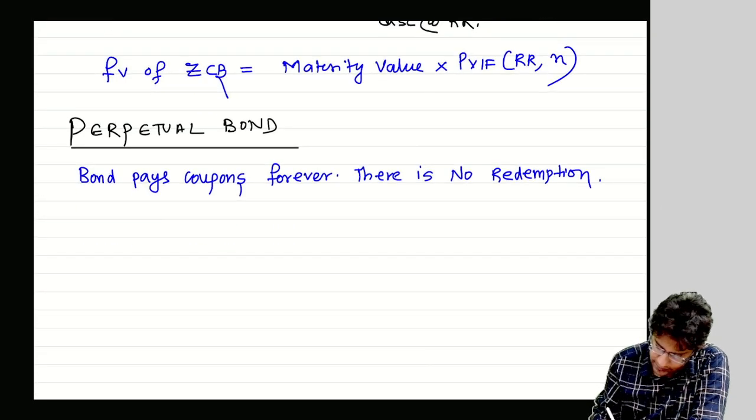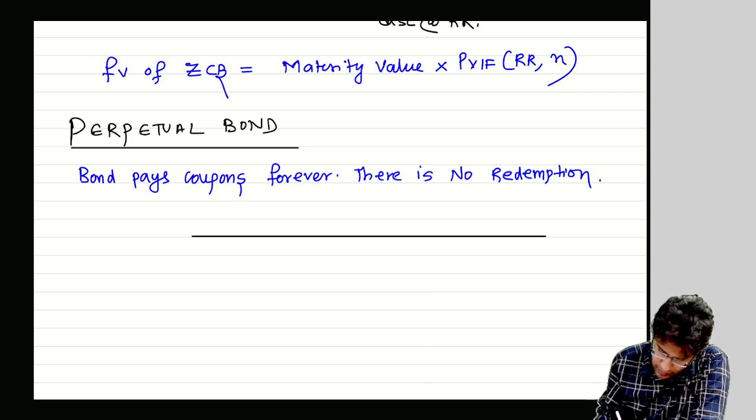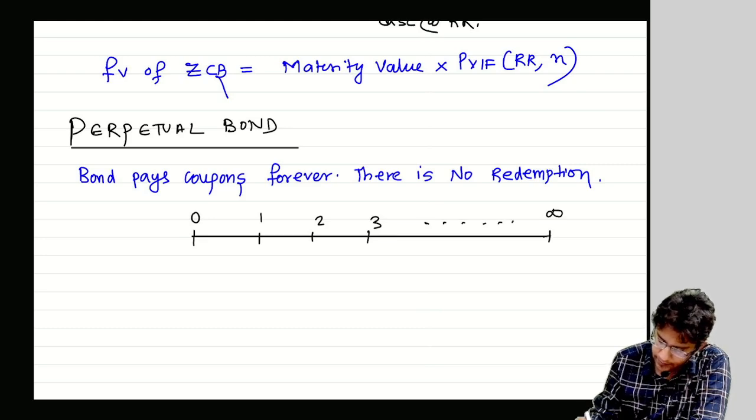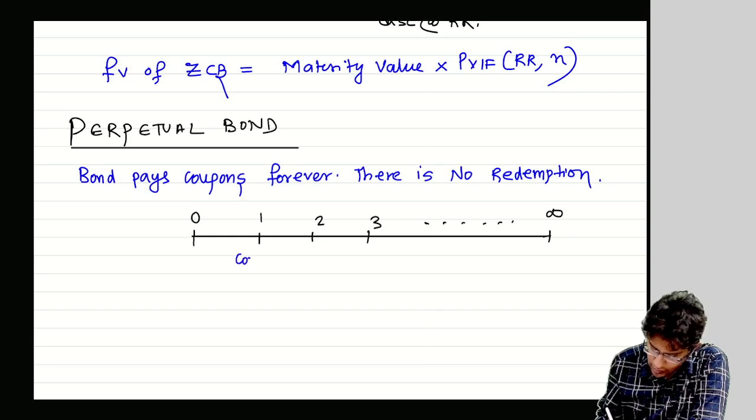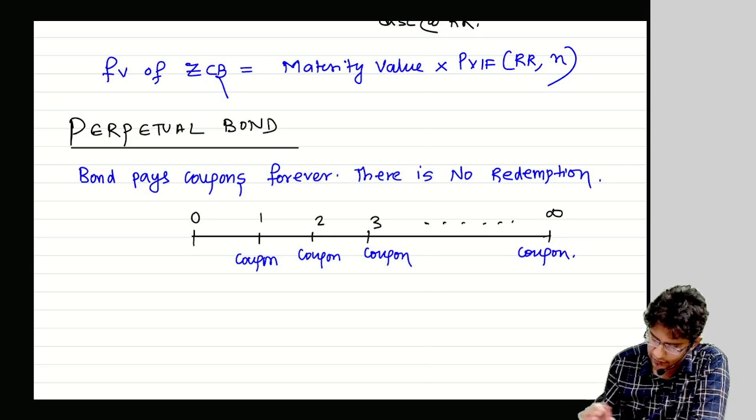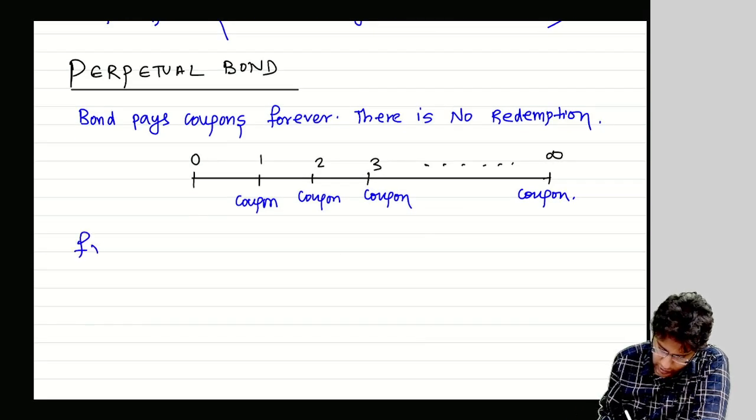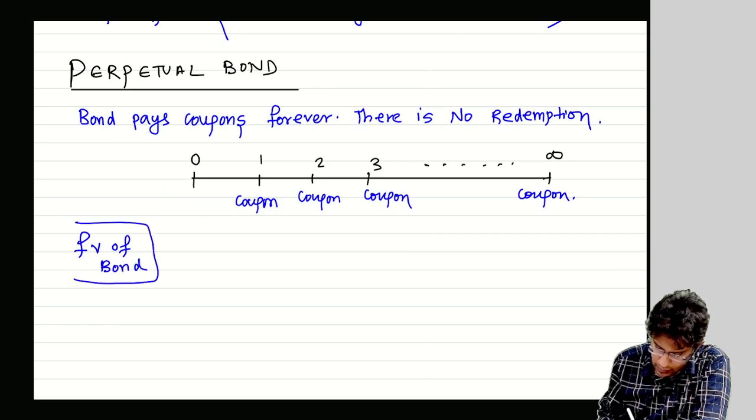Which means 0, 1, 2, 3, so on, so on, so on, up to infinity. Tell me, sir, what is the fair value of the bond? What is the present value of all the coupons?